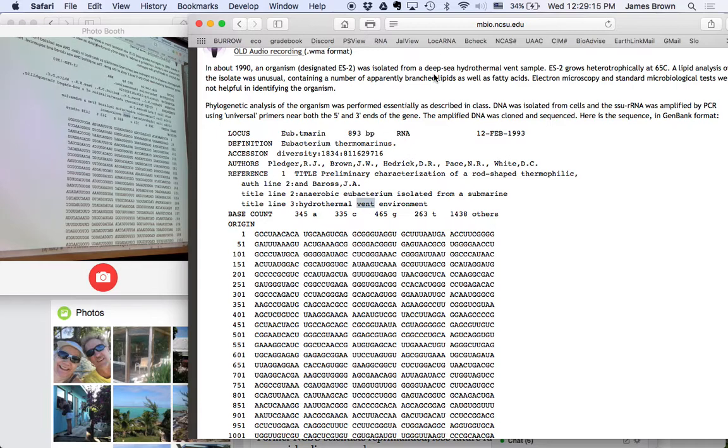So a guy in John Baross' lab, Ralph Pledger, I think was his name, isolated an organism from a deep sea hydrothermal vent sample. And this strain of bacterium was called ES2. And some lipid analysis suggested that it might be pretty interesting. And so the question for me was, what is the phylogenetic placement of this organism? And is it as different from other organisms as it looks?